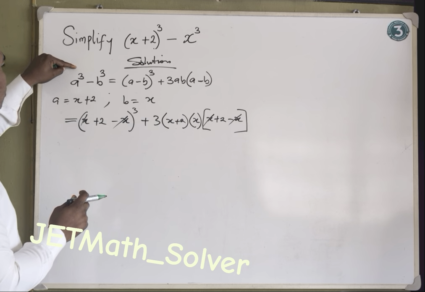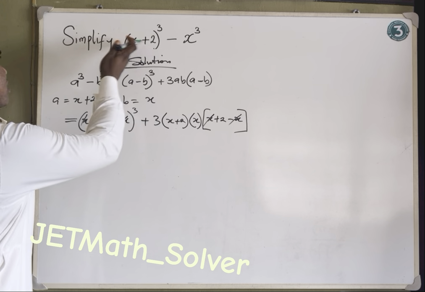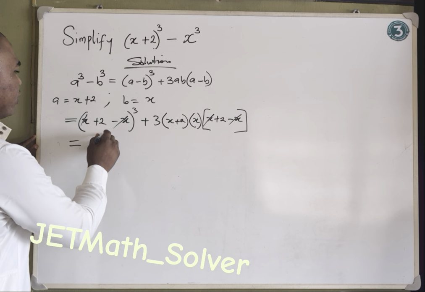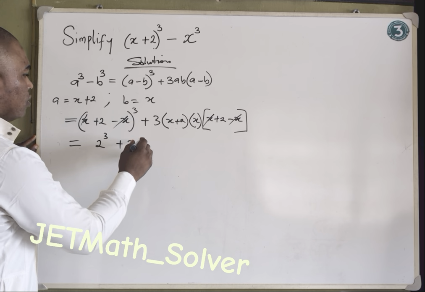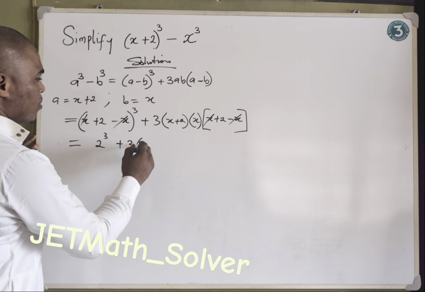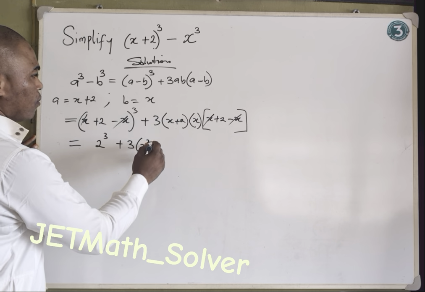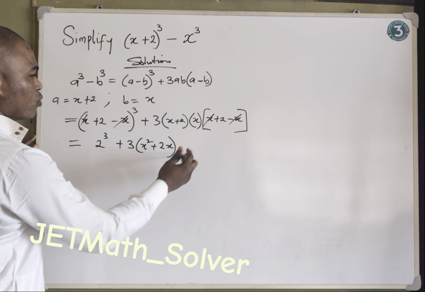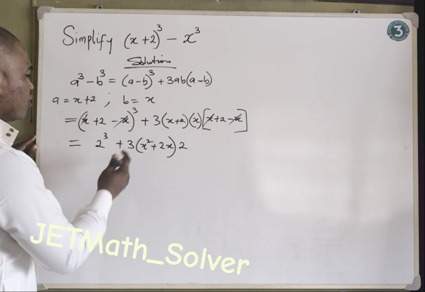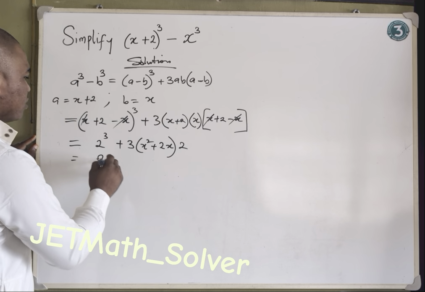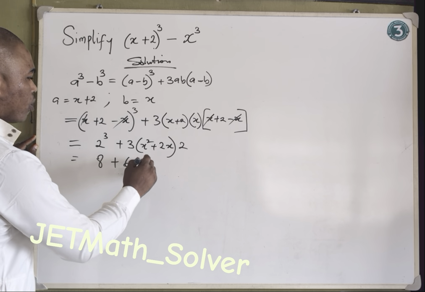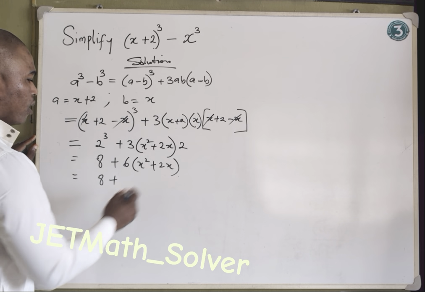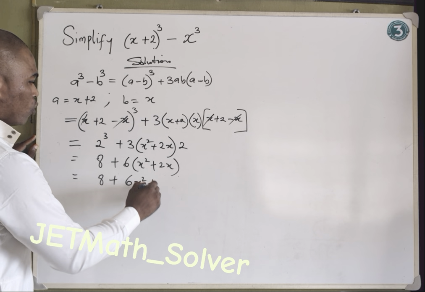Now, my a cubed minus b cubed is this. I want to simplify it. We are going to have 2 raised to power 3 plus 3 multiplied by x times x will give me x squared, then plus 2 times x will give me 2x. Don't forget, we still have 2 left here. Now 2 times 3 will give me 6. So I'm going to have 8 plus 6 into bracket of x² + 2x. So I'm going to have 8 plus, I will expand this, 6x² + 12x.